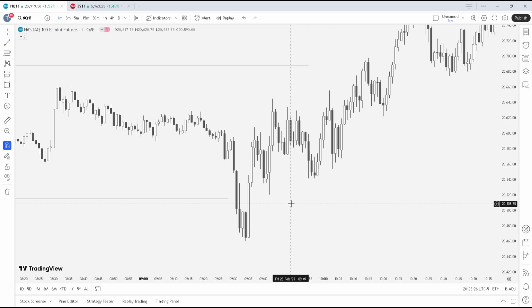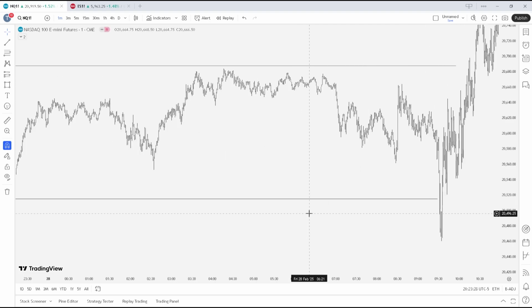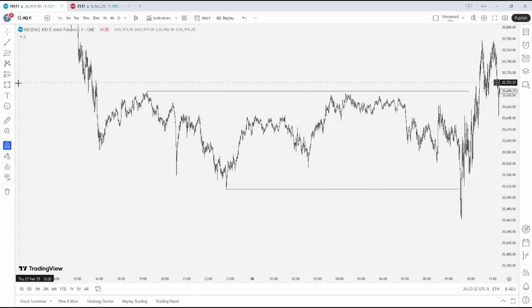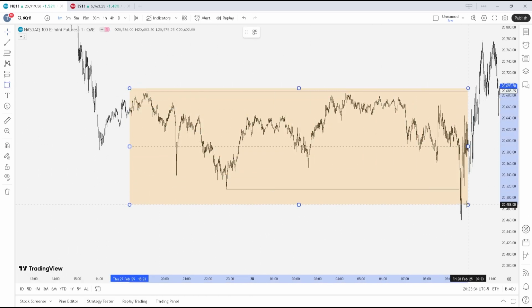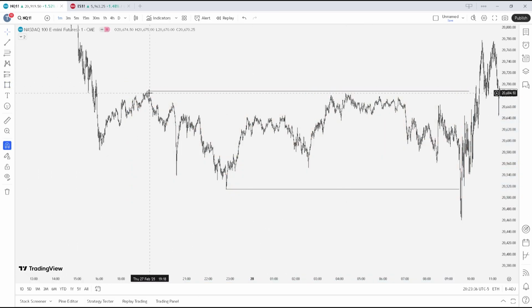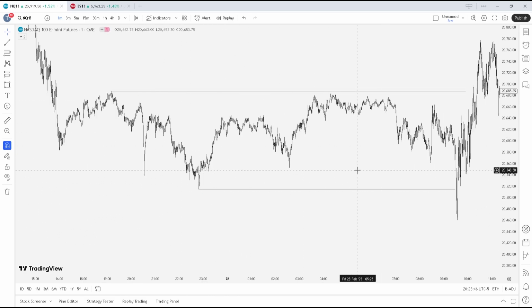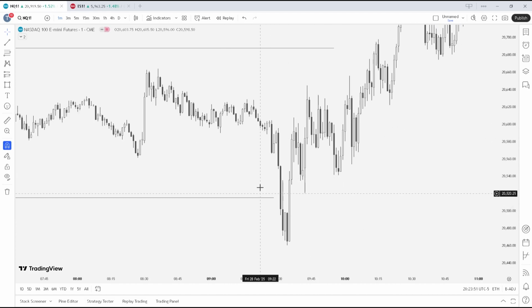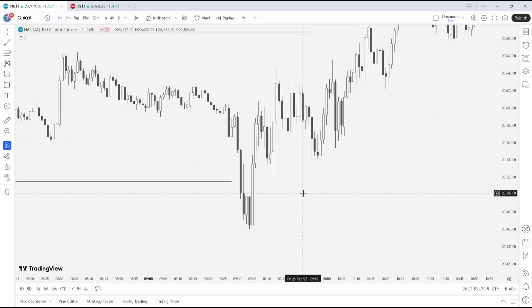All right, so for this example, if we zoom out, then we have this range right here, right? And this high right here is the highest high within the range. This low right here is the lowest low within the range. So these are our external range liquidities. And once we come down and we sweep one side of this ERL, then what do we get?